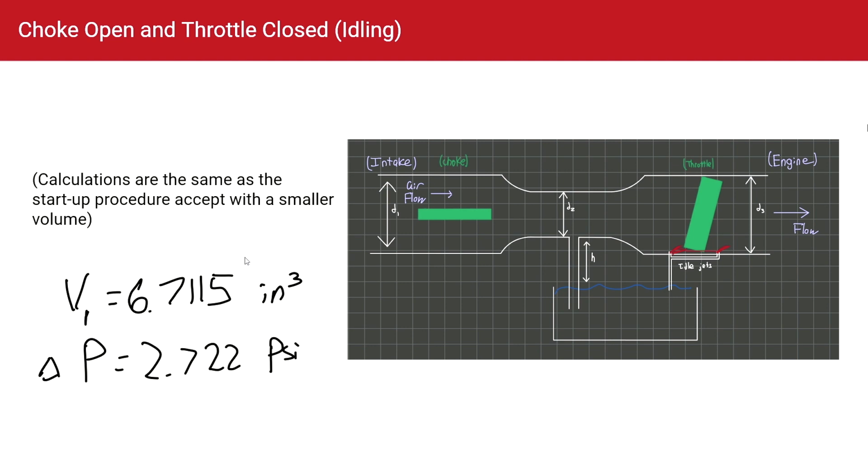When the choke is open and the throttle is closed during idling, we can use similar calculations to when the choke was closed and the throttle was open. We would just use a different volume and we would calculate that the pressure difference created is 2.722 psi.